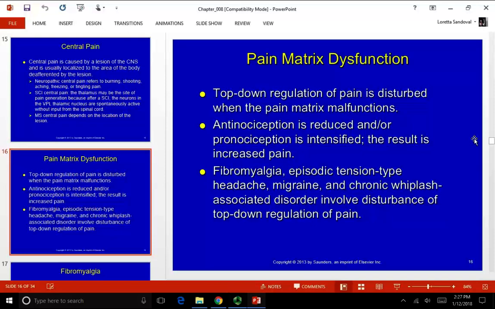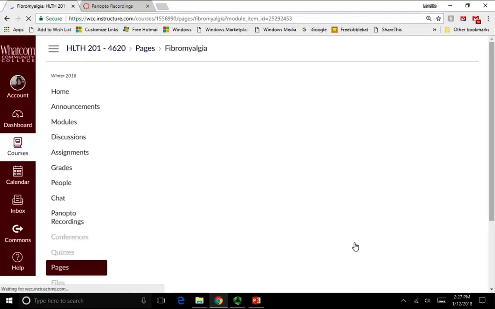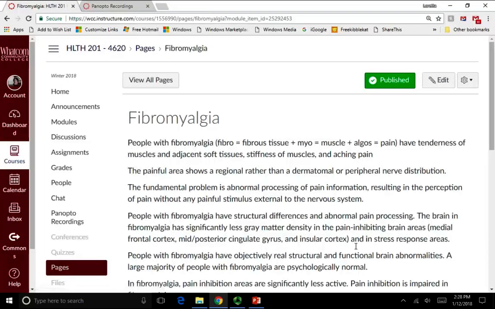So fibromyalgia, episodic tension type headache, migraine, and chronic whiplash disorder all involve the disturbance of top-down pain regulation. So we're going to talk about those individual areas, and we're going to talk about different types of headaches and some of those different areas because it's an interesting application of pain matrix dysfunction. These disorders aren't caused by structural lesions in the periphery, so that's why they're considered neuropathic pain.